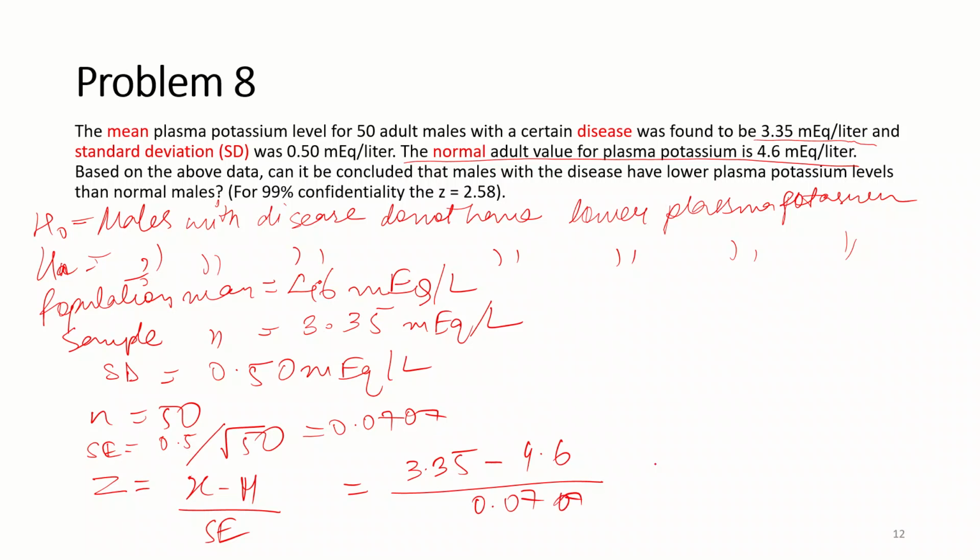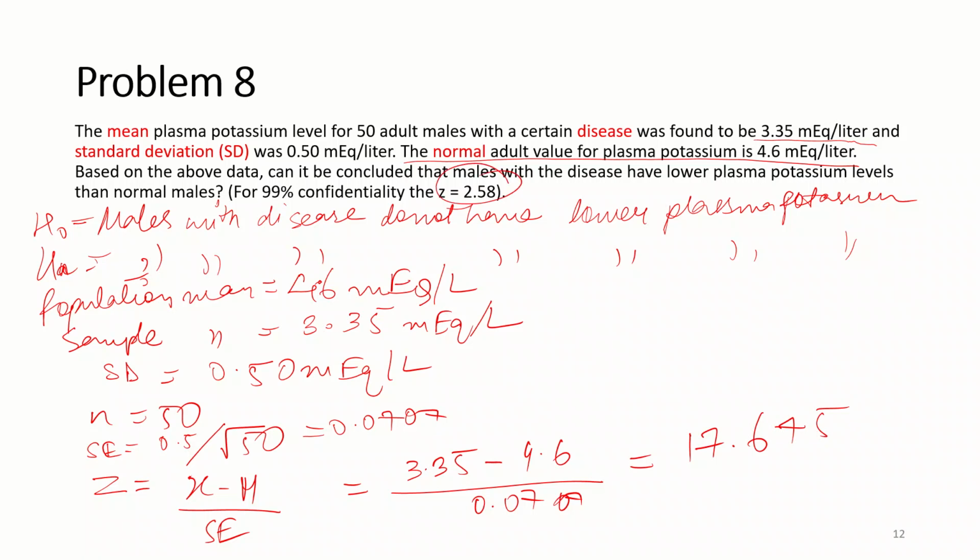What is coming? 17.6 minus 17.85. Okay. Anyway, the sign doesn't matter. Okay, this one is coming. So, what's the value of z? The table value is given, sir, 2.58.